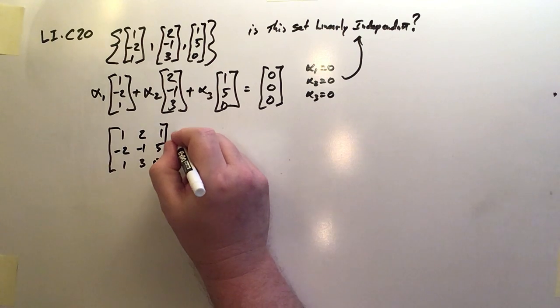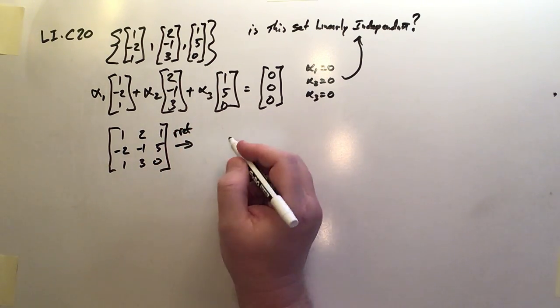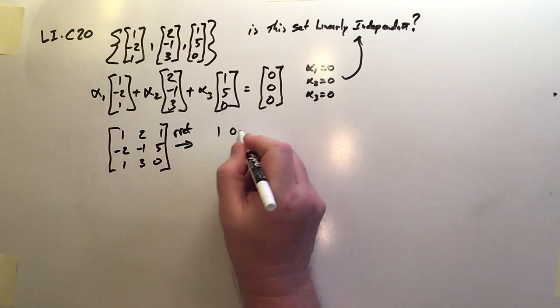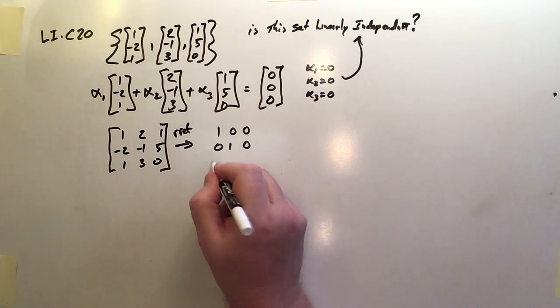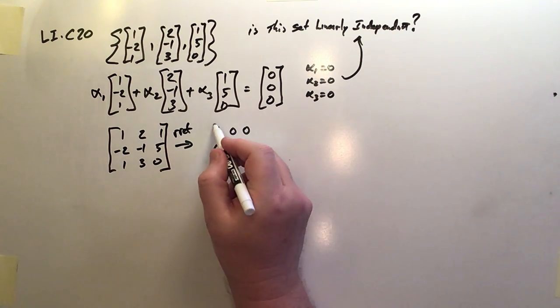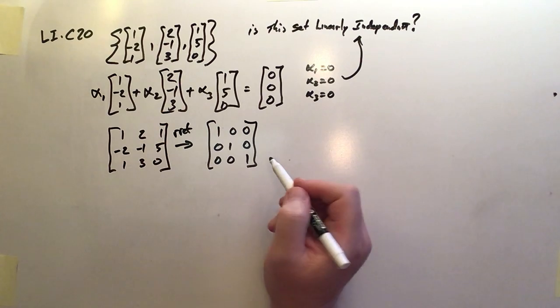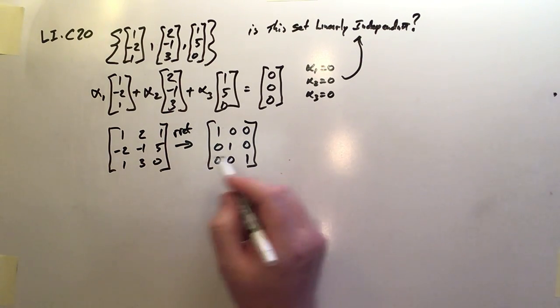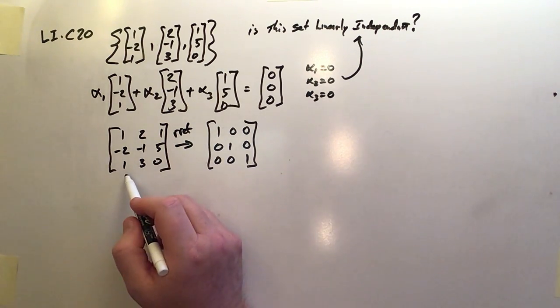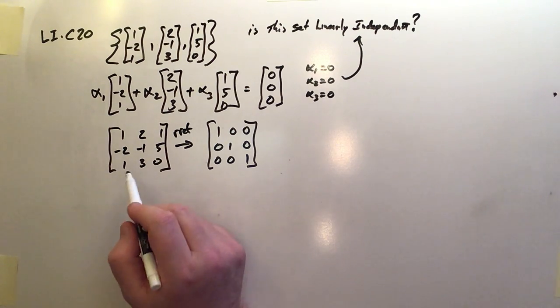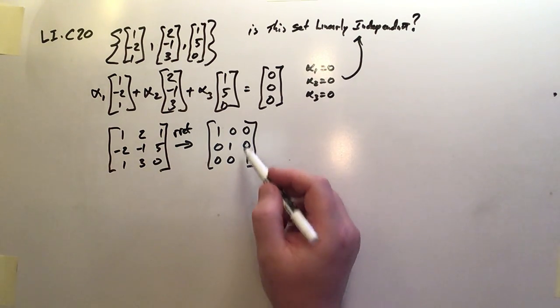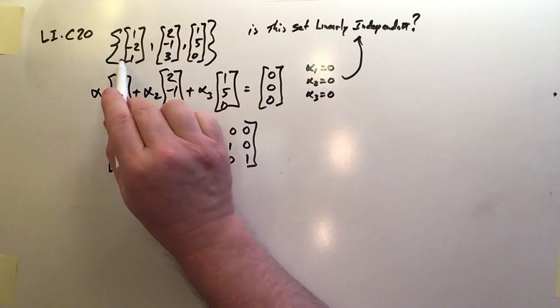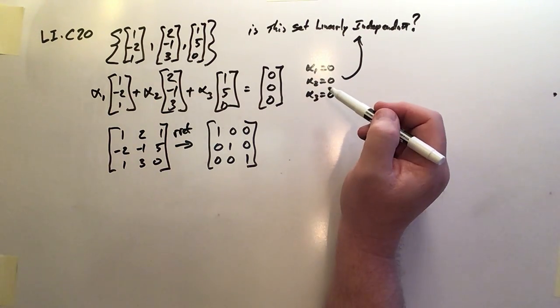So when we put this in RREF, what we get is 1, 0, 0, 0, 1, 0, 0, 0, 1, which is perfect. Because this is the identity matrix, that means this is non-singular. Non-singular means it only had the trivial solution, and having the trivial solution means that this set is linearly independent.